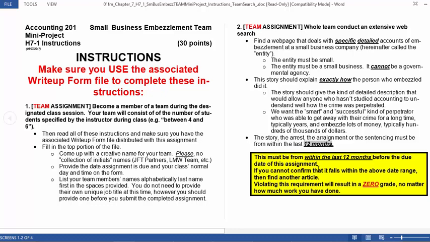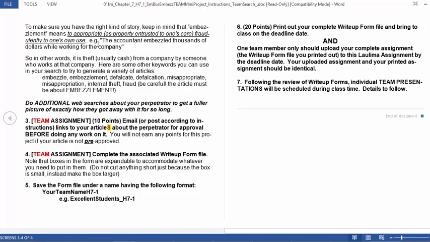If you can't confirm for sure that something legal happened with regard to the case within the last 12 months, then don't use that article. You will get 0 credit for it. So make sure you have the right kind of story. Make sure it's embezzlement, and that means an employee stole from their employer.